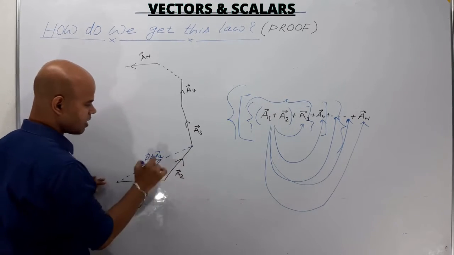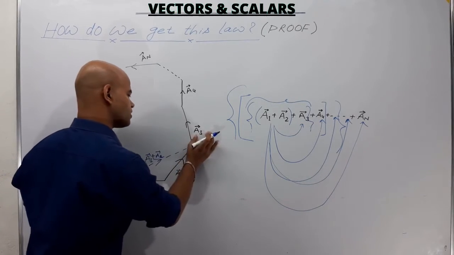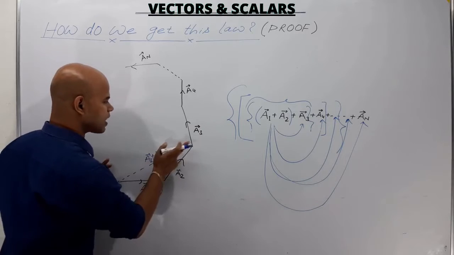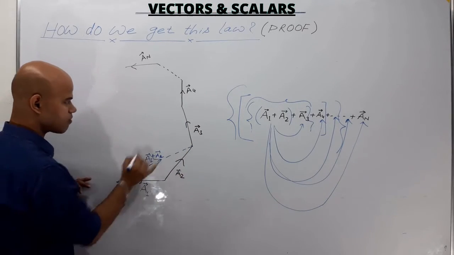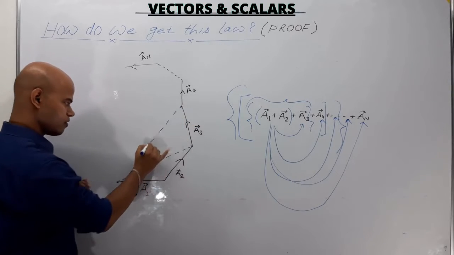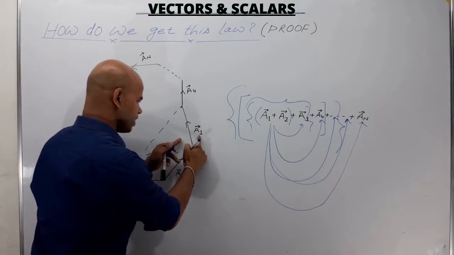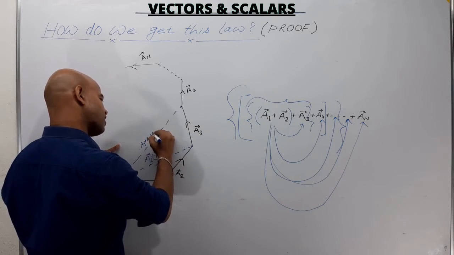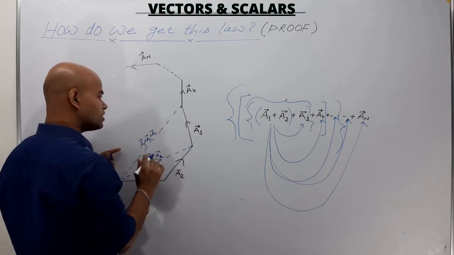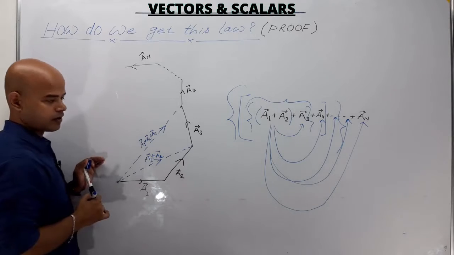Now forget about A1 and A2. We have already added them. A1 plus A2 is one vector, and this is another vector. A1 plus A2 vector is like this, A3 vector is like this, again in the same order. So draw the third side. This is one point, this is another point. This will represent my resultant of A1 plus A2 and A3. And what will be the direction? In the opposite order. This is the same order, so this will be my opposite order.